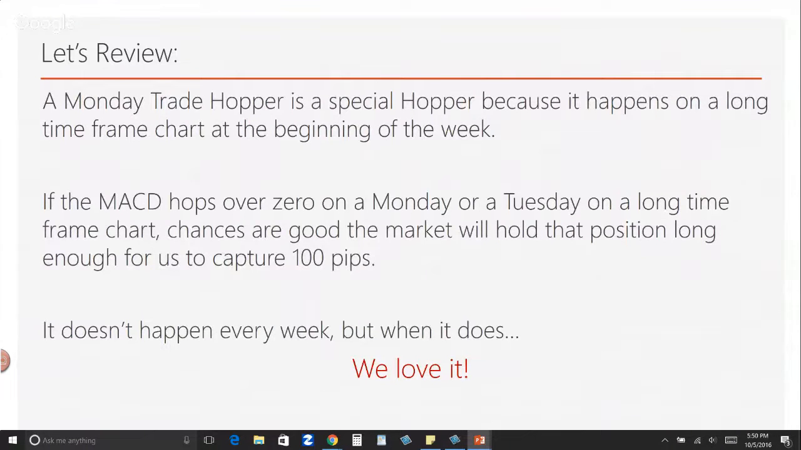All right, so let's review. A Monday trade is a hopper. It's a special hopper because it happens on a long time frame chart at the beginning of the week. If the MACD hops over zero on a Monday or a Tuesday on a long time frame chart, chances are good the market will hold its position long enough for us to capture 100 pips.